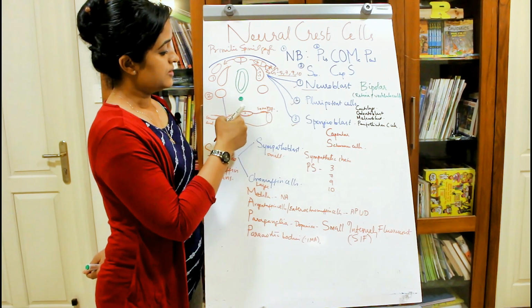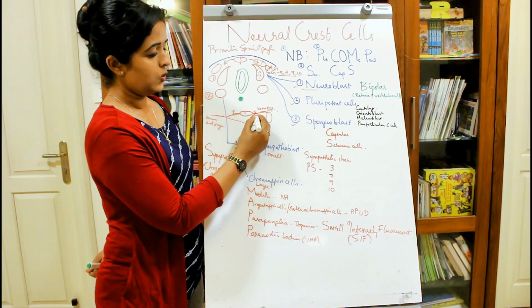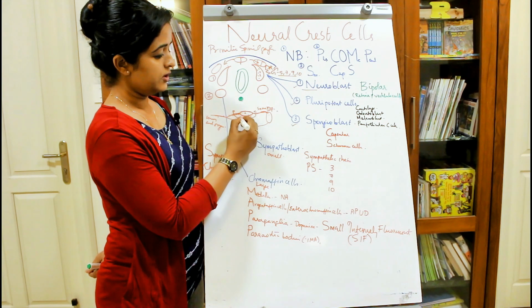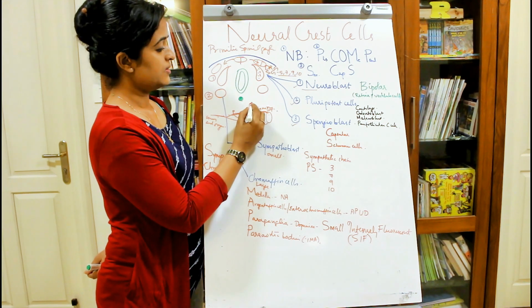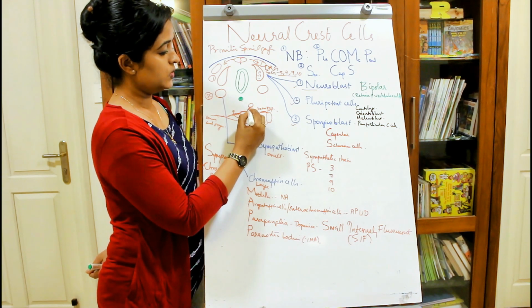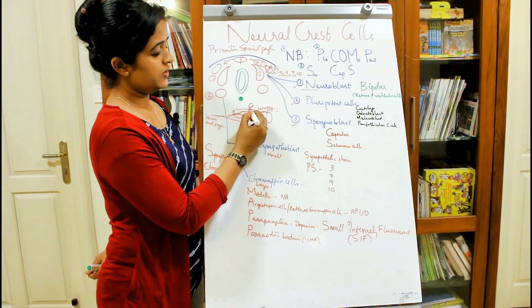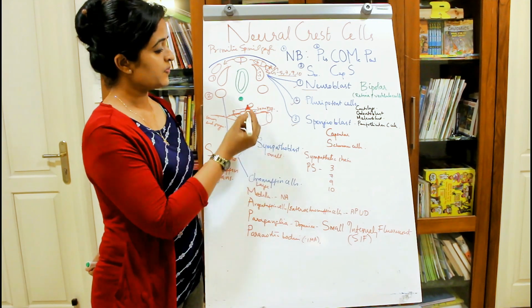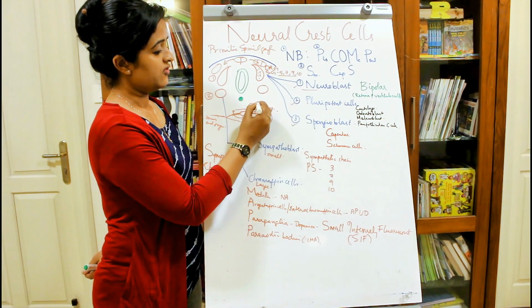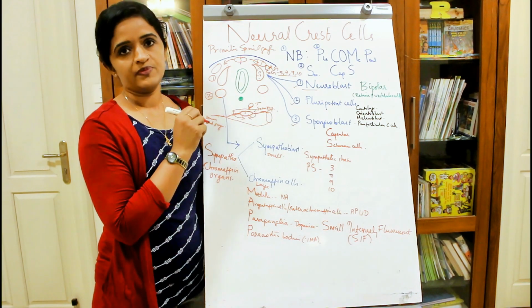Now what happens is these two processes, the central process and peripheral process, will try to come closer. So what happens? You have a cell with the two processes fused. Okay, and then you have the peripheral process and you have the central process. So this is actually in the form of a T-shaped bipolar neuron.